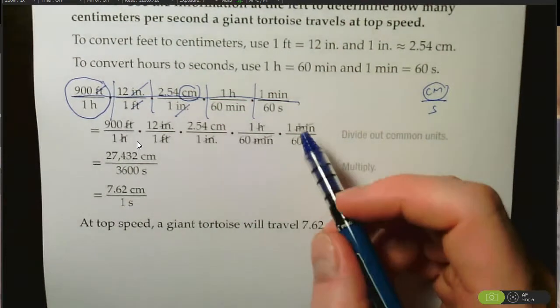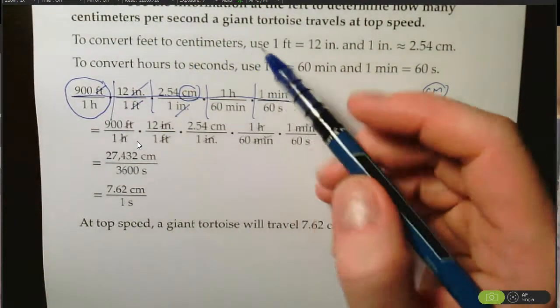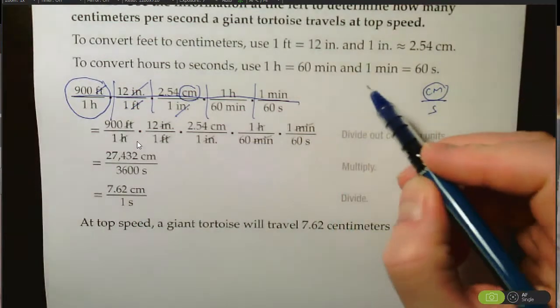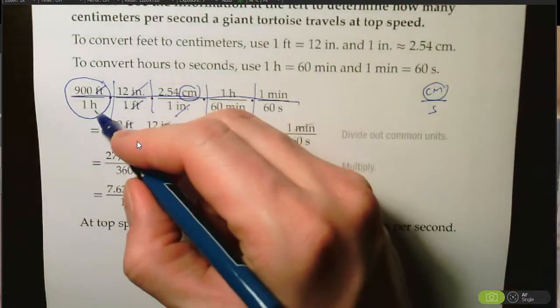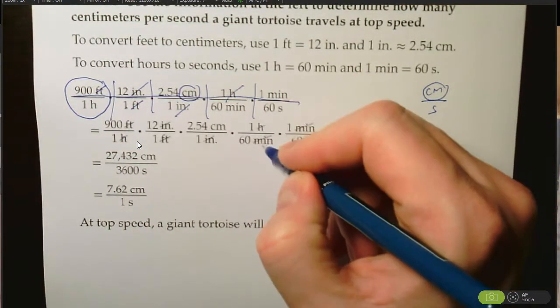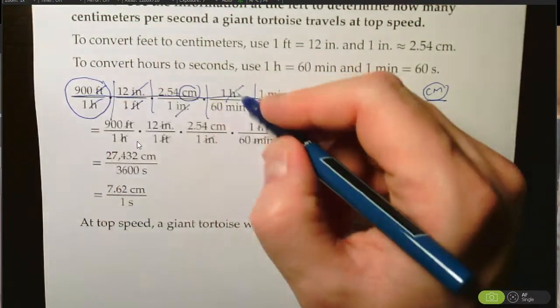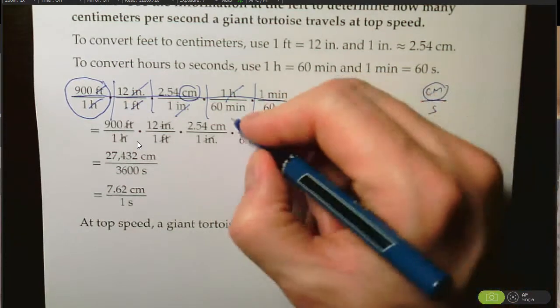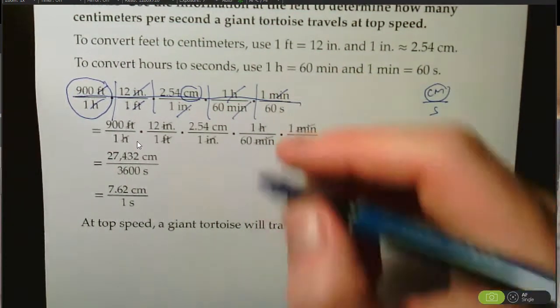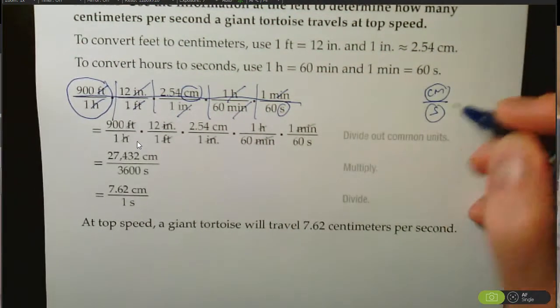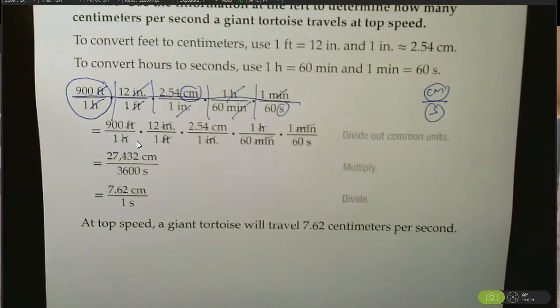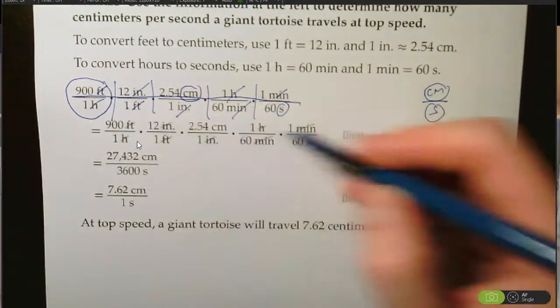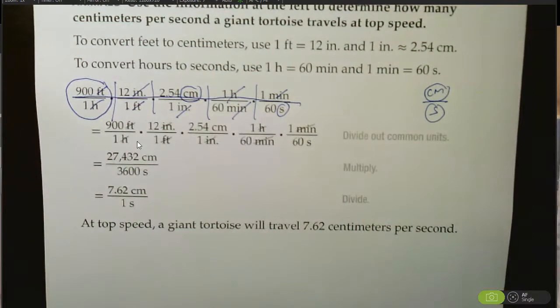And the last part, they did this a lot of times where it went from hours to seconds. So 1 hour is 60 minutes, 1 minute is 60 seconds. Now I've got hours on bottom, and I need to get rid of the hours on top. By doing that, 1 hour is 60 minutes. And then I need to get rid of minutes. So 1 minute is 60 seconds. Minutes and minutes cancel, so we get seconds. The units are centimeters on top, seconds on bottom.